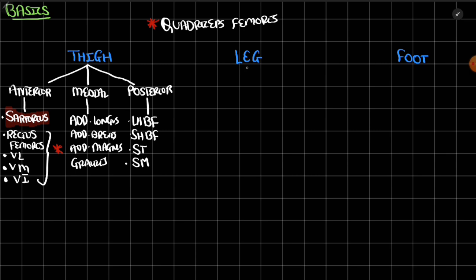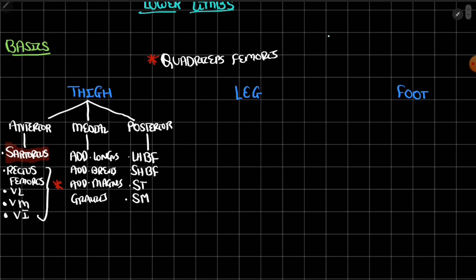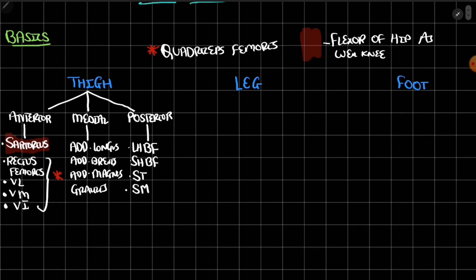Before going to the leg, I have highlighted this sartorius. So why have I highlighted it? Let me note it here. The highlighted portion is sartorius, the only flexor of hip as well as knee. This muscle causes flexion at both joints. This is the only muscle which causes flexion of hip as well as flexion of knee. At the same time, if flexion of knee is occurring, flexion of hip will occur by sartorius.